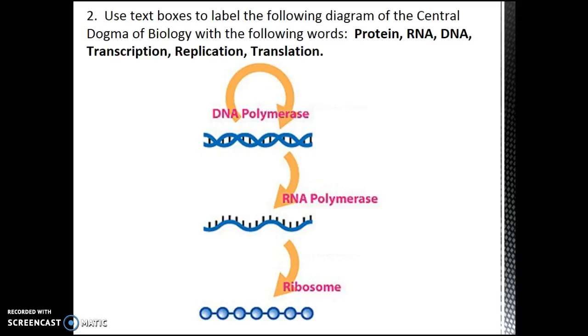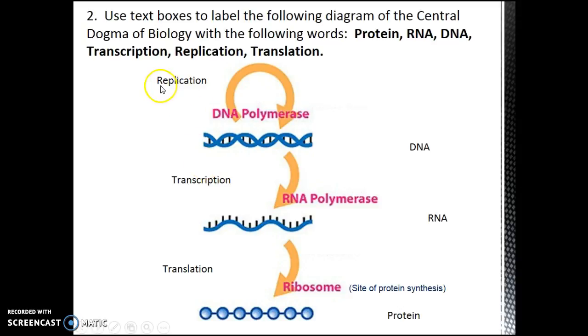Use the text boxes to label the following diagram of the central dogma of biology, that central principle of biology. Using those words: protein, RNA, DNA, transcription, replication, translation. Here's how you should have labeled it.